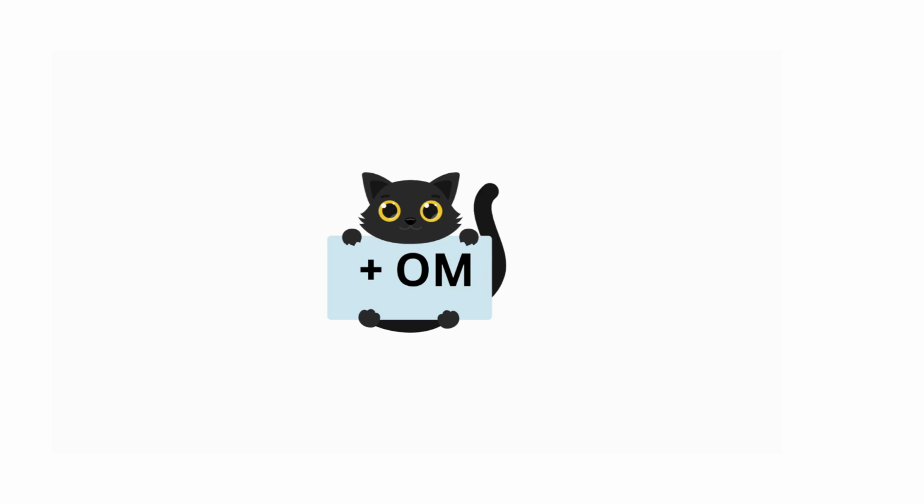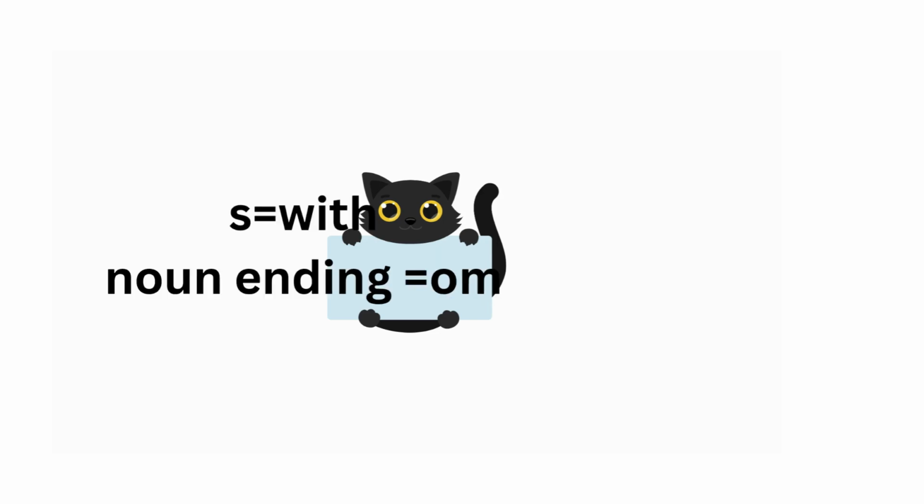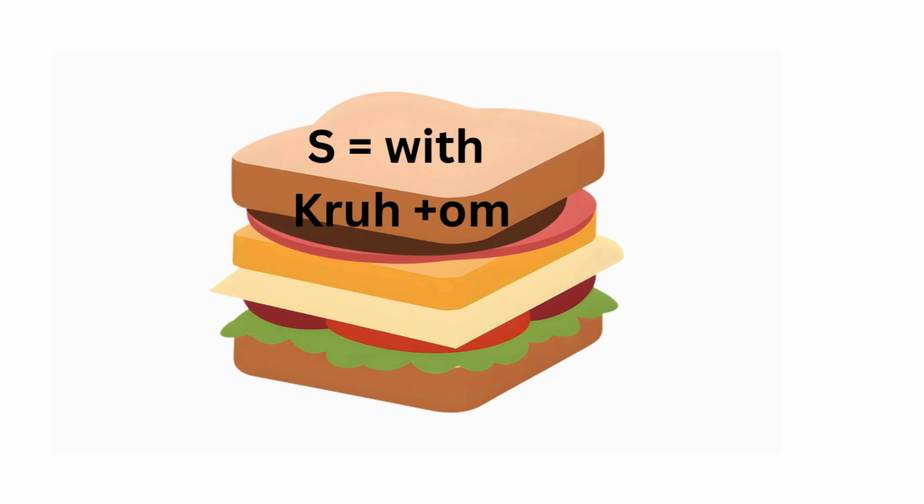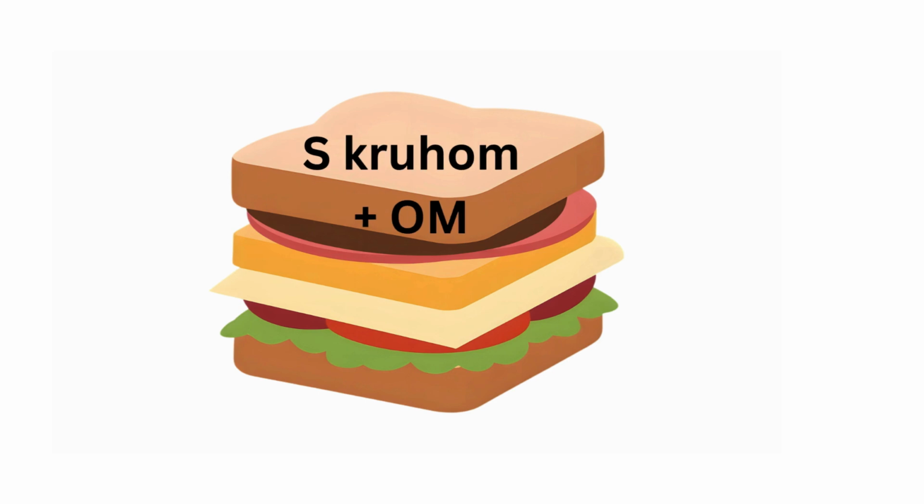So for all three genders, we add OM. What I call an OM. S, with, and the noun endings are OM. Let's take kruh, bread. S, with, kruh plus OM. S kruhom, with bread.